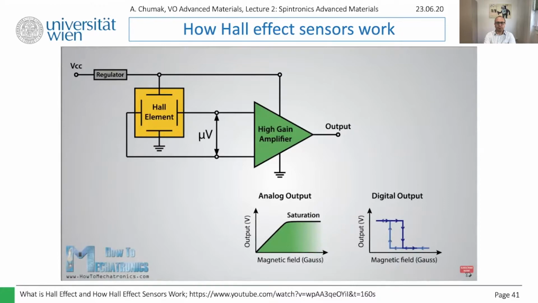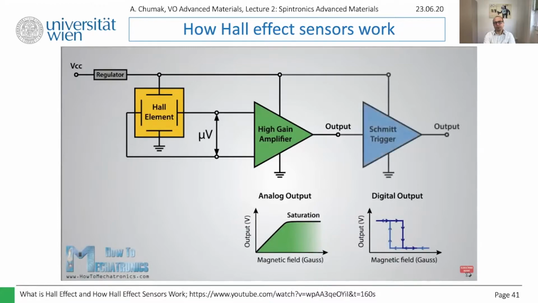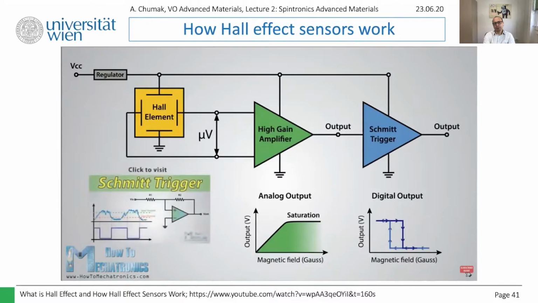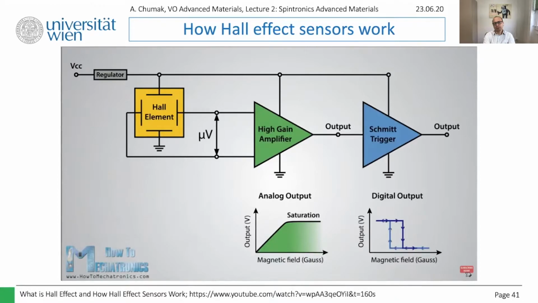On the other hand, the digital output sensor provides just two output states, either on or off. These types of sensors have an additional element, as illustrated in the circuit schematic. That's the Schmitt trigger, which provides hysteresis, or two different threshold levels, so the output is either high or low. For more details on how the Schmitt trigger works, you can check my particular tutorial for that. An example of this type of sensor is the Hall effect switch.